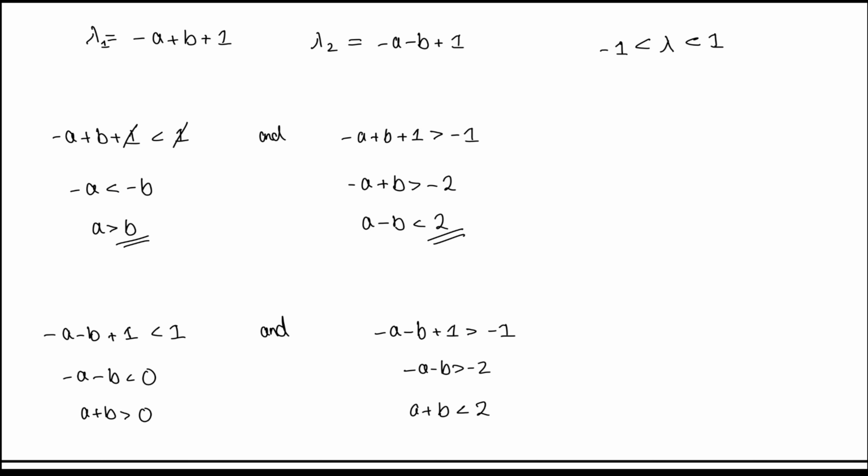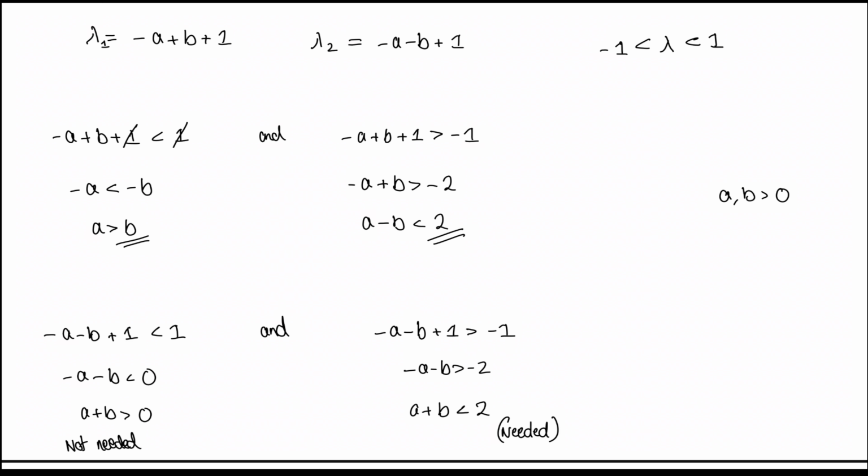So hopefully we can see that a plus b greater than 0 is not needed, because in the question it says that a and b are both greater than 0. So adding two numbers that are greater than 0 is obviously going to be greater than 0. So this condition, not really needed. It's already said over here pretty much. So that means this condition is needed.